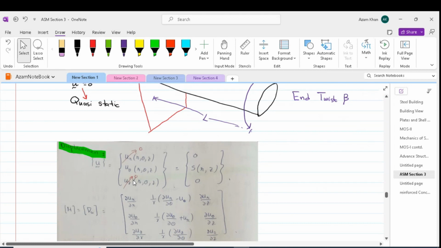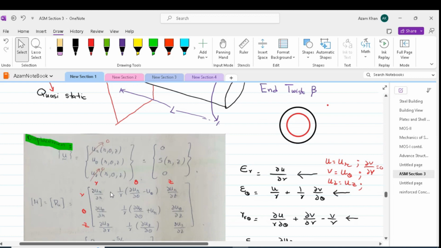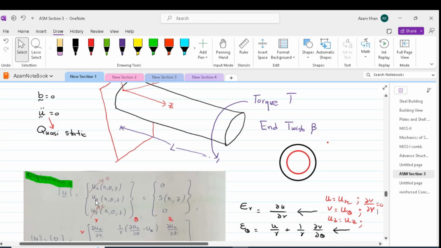Hence, these two displacements can be knocked out. We will now investigate what will happen to the circumferential displacement u theta. The circumferential displacement can be a function of radius, theta, and z. Z is the longitudinal axis, theta is the rotation, and r is the radius.